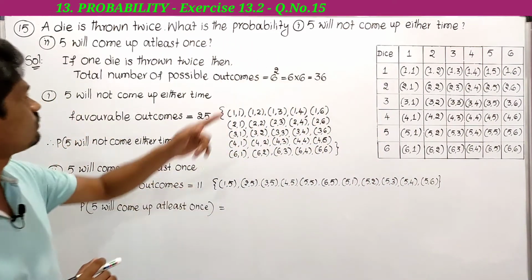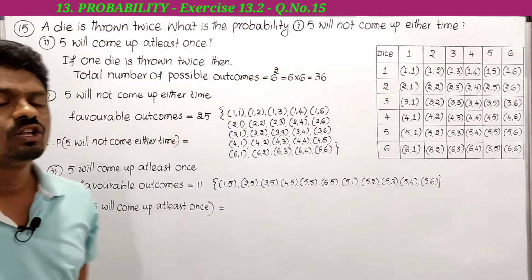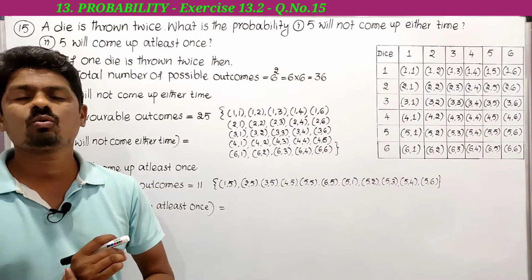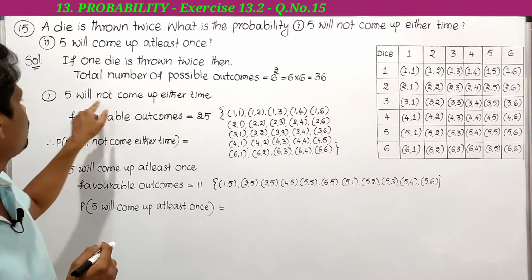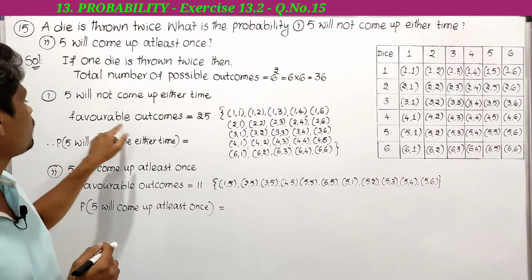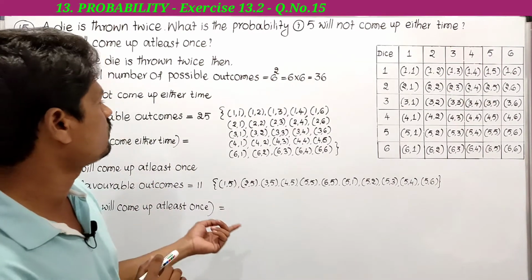So here first one, find the probability that 5 will not come up either time. So the probability of 5 not coming even once, he is asking. So 5 will not come up either time. So favorable outcomes equal to 25. That is, outcomes where 5 does not come even once.